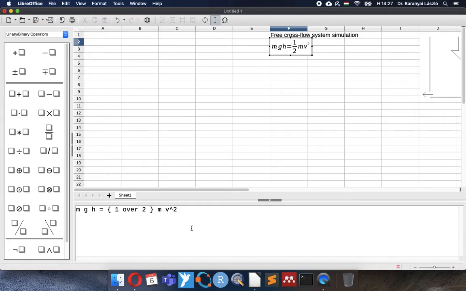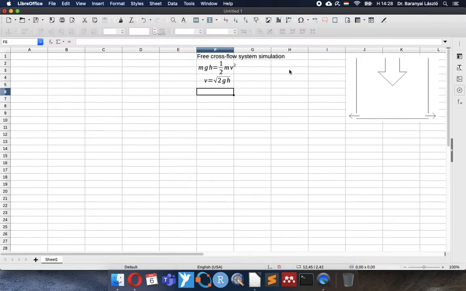V on the square, velocity on the square. So you can see the equation here: mass times gravity acceleration times height. This will be the potential energy, and half times mass times velocity on the square. And this will be the kinetic energy. From this, the velocity is the most important for us. So it will be calculated as a square root of 2 times gravity acceleration times height if we solve this equation to express the velocity of the output stream.